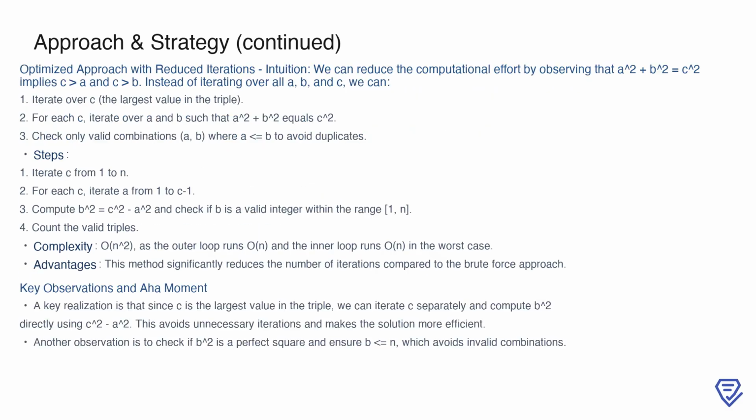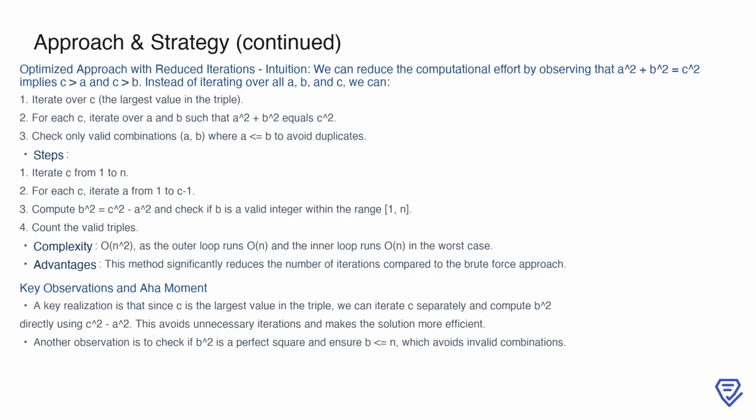To improve upon the brute force approach, we can optimize the process by reducing the number of iterations. One key insight is that in any valid triple, c is the largest value. This allows us to iterate over c separately and avoid looping over all possible values of a, b, and c. Instead, we focus on finding valid pairs, a, b, for each c.